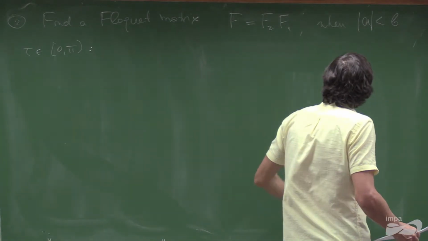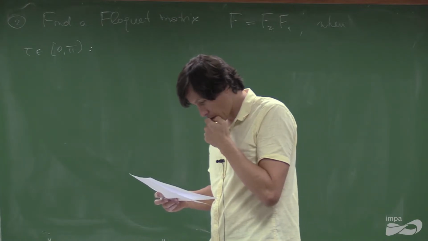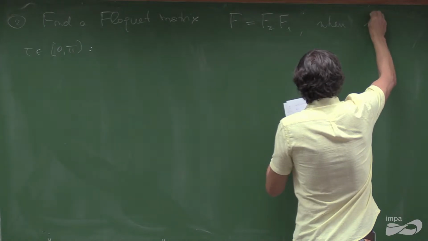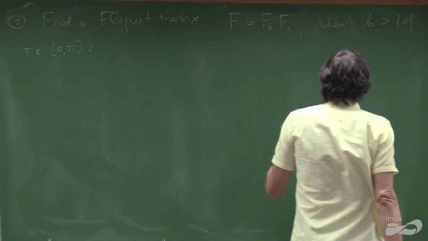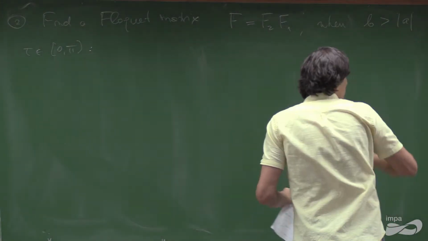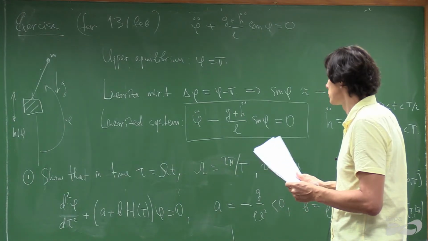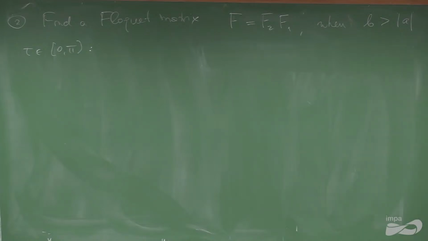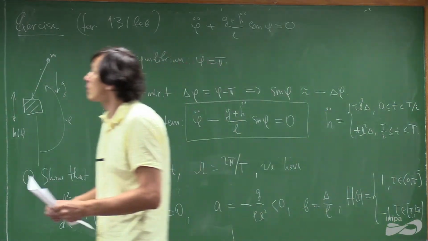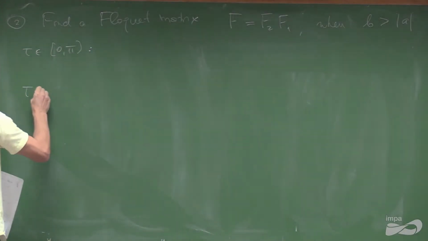So B is bigger than modulus A. So A is small, and A being small can always be achieved by making the frequency of the oscillations fast, because frequency is in the denominator. So what you do, you again write the equation of motion in the two half periods.